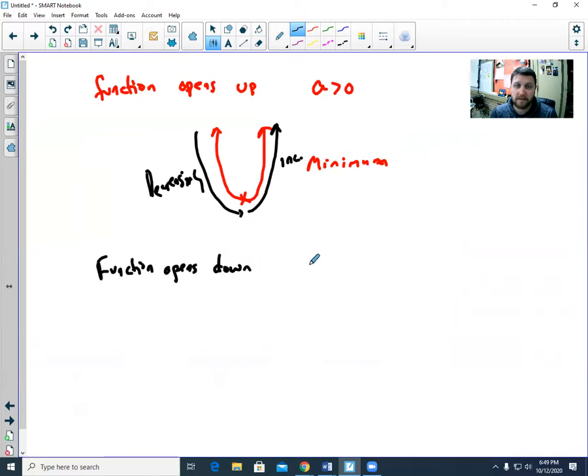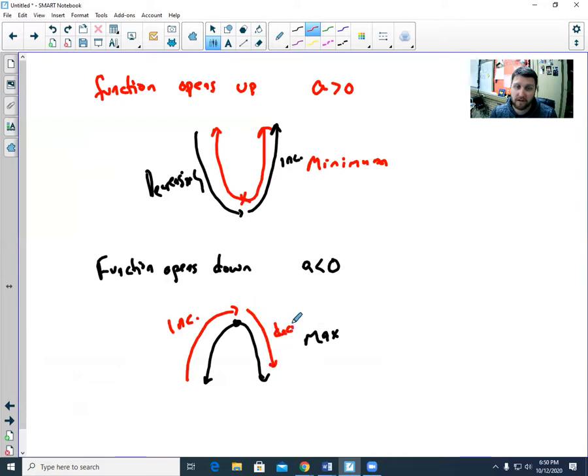So if the function opens down, that means my a value is less than 0, which means that it is negative. That means that my function is going to look something like this, which means that the parabola has a vertex that is a maximum value. And then now, as I look at the increasing and decreasing, if I start from the left and I go towards the vertex, that means this is going to be increasing, and this part is going to be decreasing, because notice how the direction of the arrow is going down.